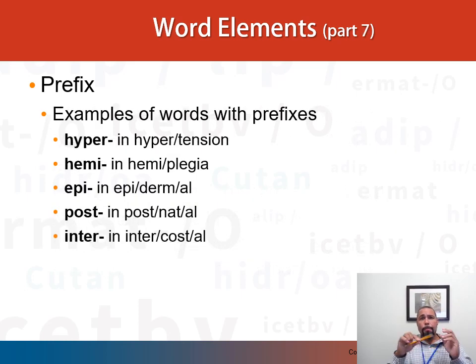And so hyper, okay, hemi, epi, post, inter, so intercostal, inside the costal area. Hyper is faster, versus hypo will be slower. So hypertension will be an increase of blood pressure. Hypotension will be a decrease of blood pressure. So the prefixes tend to be more of a measurement or trying to let you know a certain position of the body or whatnot.